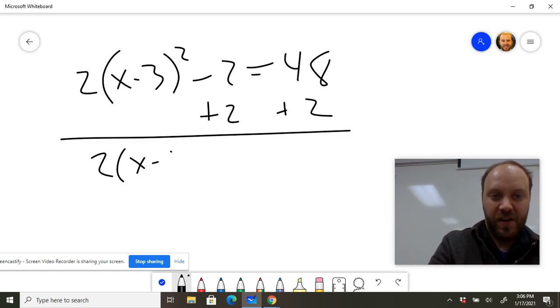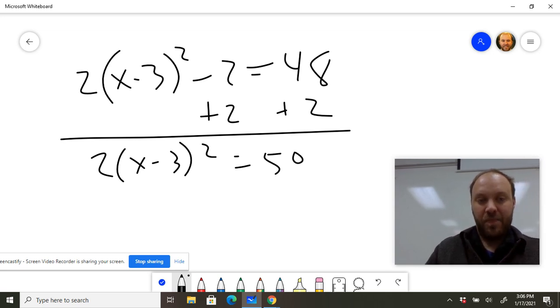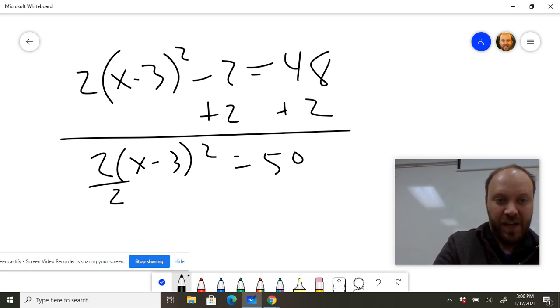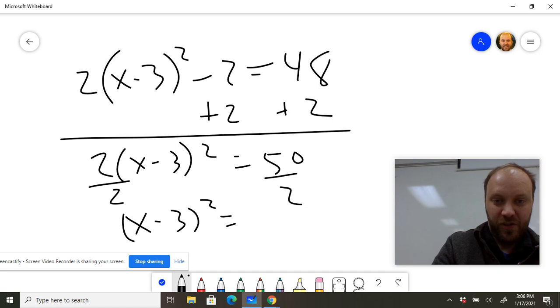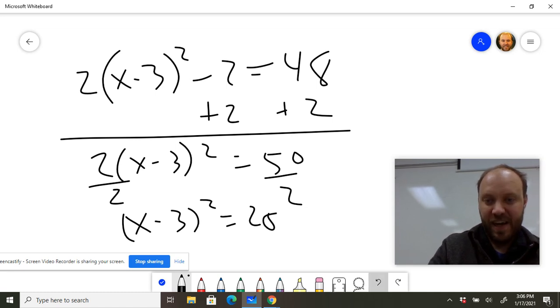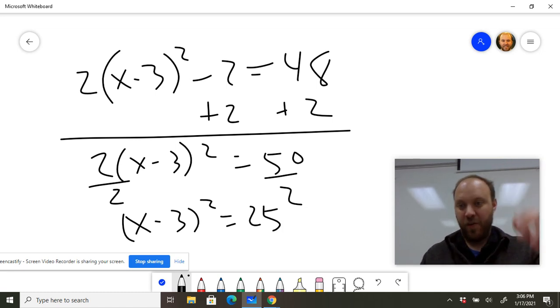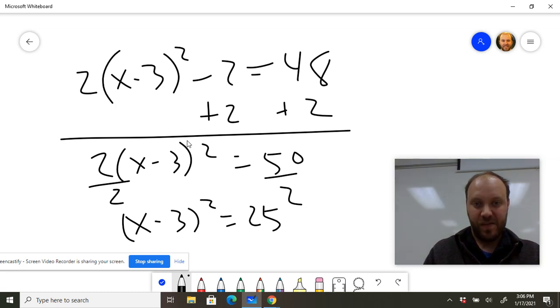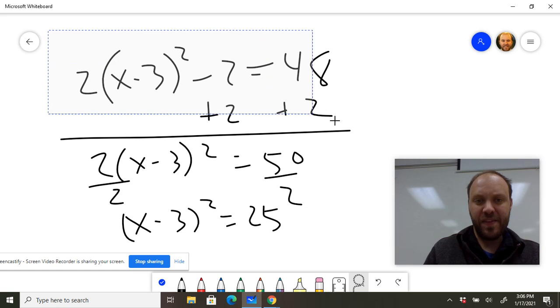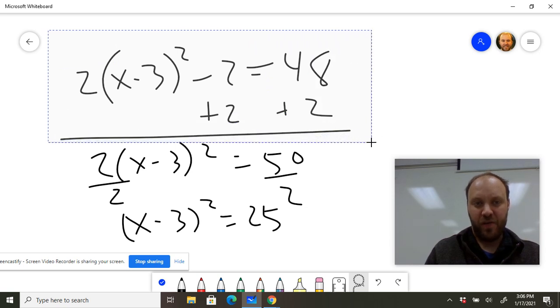We've got 2 times the quantity x minus 3 squared is equal to 50. The next to last thing they did was to multiply by 2. So we're going to get rid of that multiplication by 2 by dividing by 2, and we get the quantity x minus 3 squared is equal to 25. This is kind of nice because 25 is a perfect square. All right, so at this point, we've got to take care of the squaring.